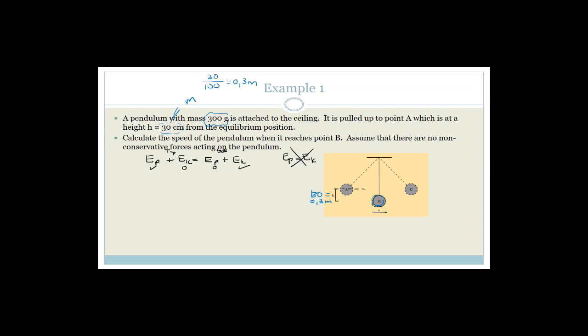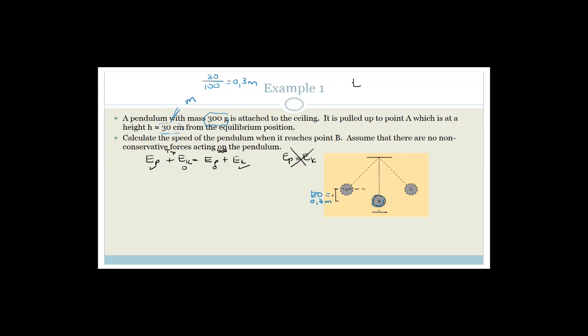Although EK at the top and EP at the bottom are zero in this case, the rule is actually that all the energy at the top is transferred to all the energy at the bottom. And it doesn't matter what happened, that is the rule. All the energy from one thing has to be the same as all the energy from the other thing. Okay, right. So now we know that it's got potential energy.